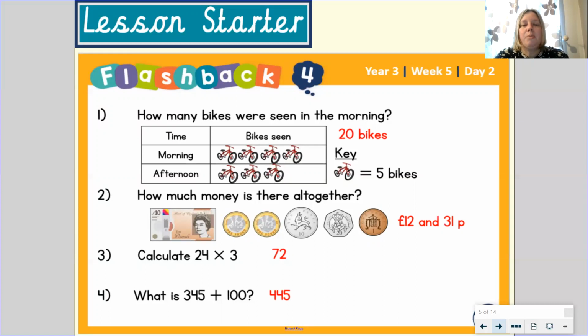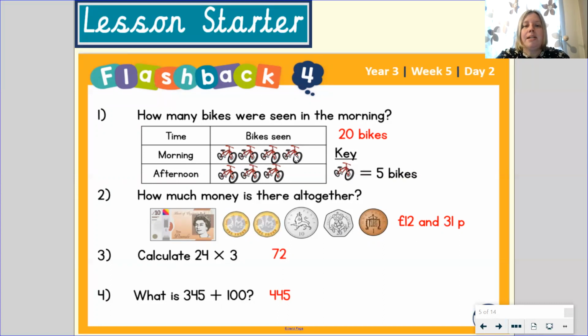Let's go to question 1 first of all. How many bikes were seen in the morning? Our key tells us that one picture of a bike is equal to 5 bikes. So we can find the morning and we can count the bikes. Count with me. 5, 10, 15, 20. So we know that 20 bikes were seen in the morning.